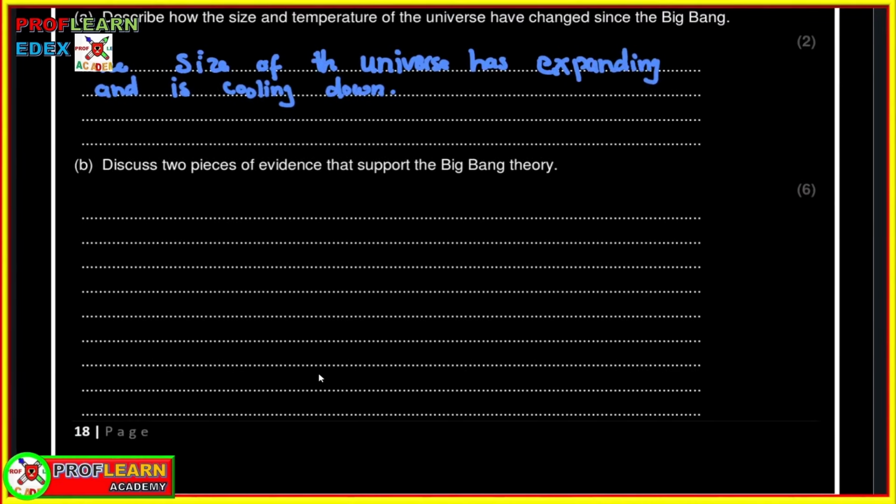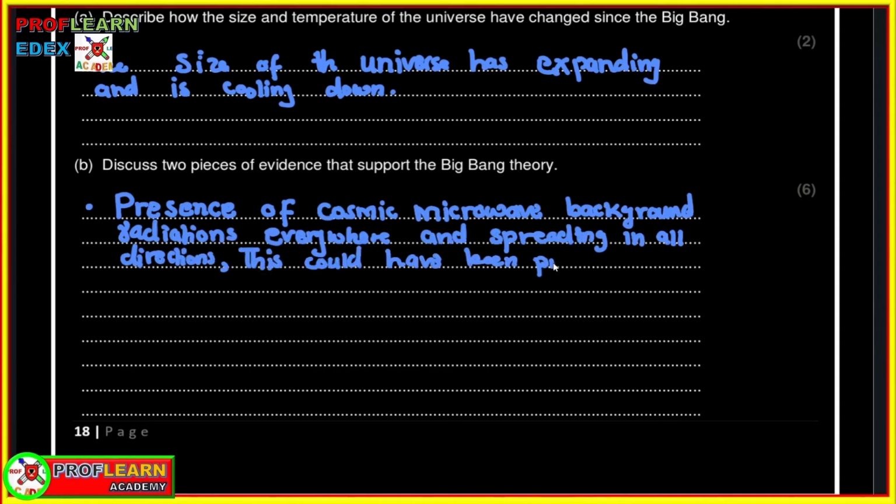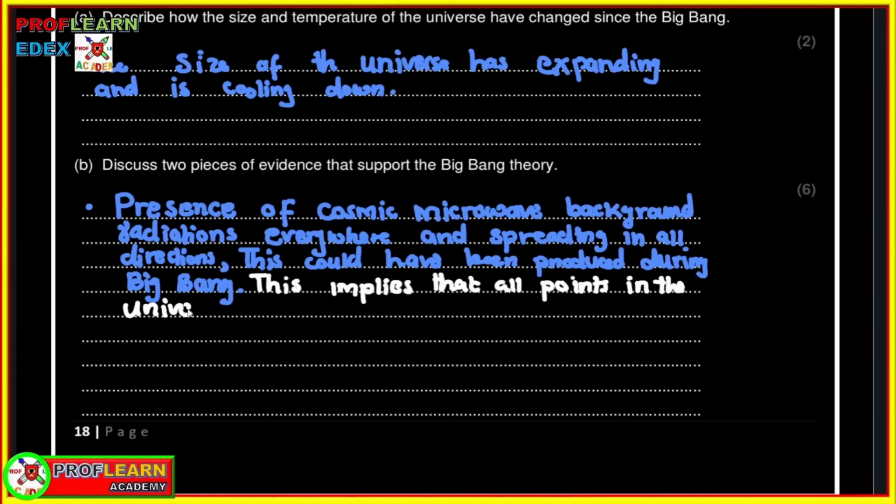Discuss two pieces of evidence that support the Big Bang theory. The first one is the presence of cosmic microwave background radiation that is everywhere and stretching in all directions, which could have been produced during the Big Bang. And the second one is the redshift that is displayed from distant galaxies, which indicates that the universe is expanding as claimed by the Big Bang theory.